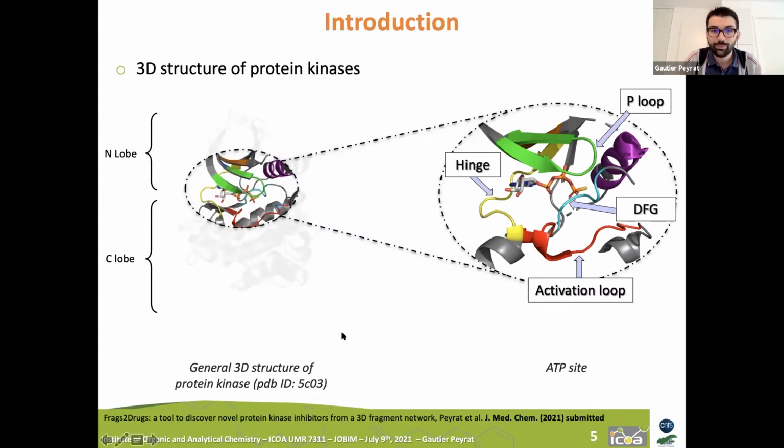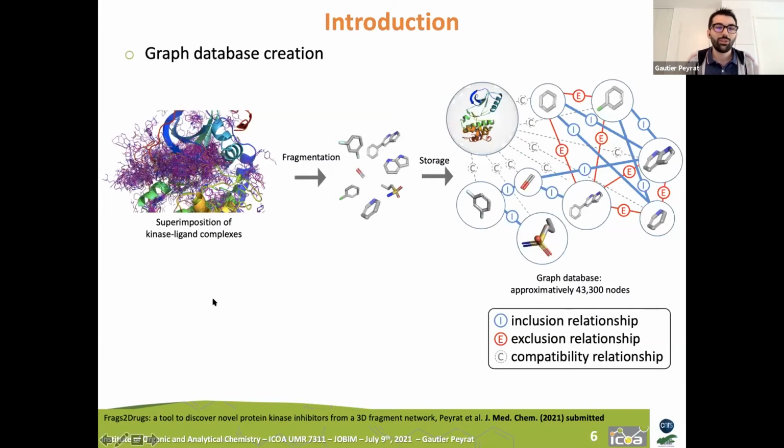To create our database, we took all protein kinase ligands from the Protein Data Bank. Then we superimposed all of them to have all the ligands in the same referential. Then we fragmented all the ligands and stored them in a graph database where the nodes could be either a protein or a fragment. And the edges are of three kinds.